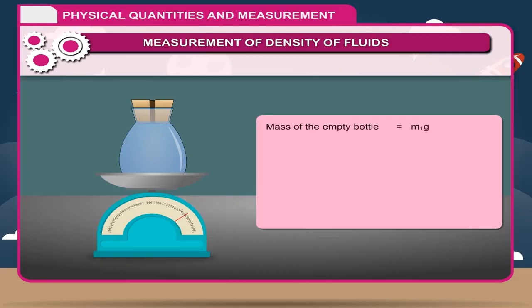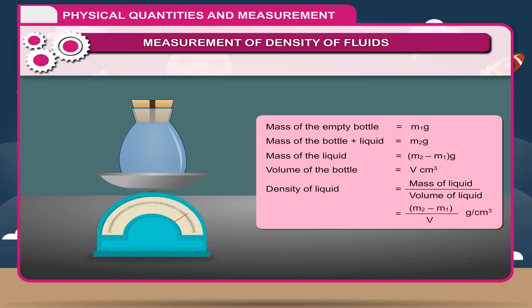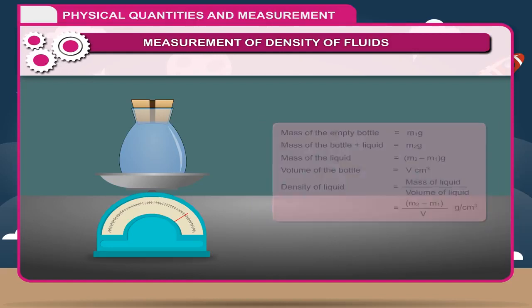3. Mass of the empty bottle is equal to m1 g. 4. Mass of the bottle plus liquid is equal to m2 g. 5. Mass of the liquid is equal to (m2 minus m1) g. Volume of the bottle is equal to V cm³. Density of liquid is equal to mass of liquid divided by volume of liquid, which is equal to (m2 minus m1) divided by V gram per centimeter cube.